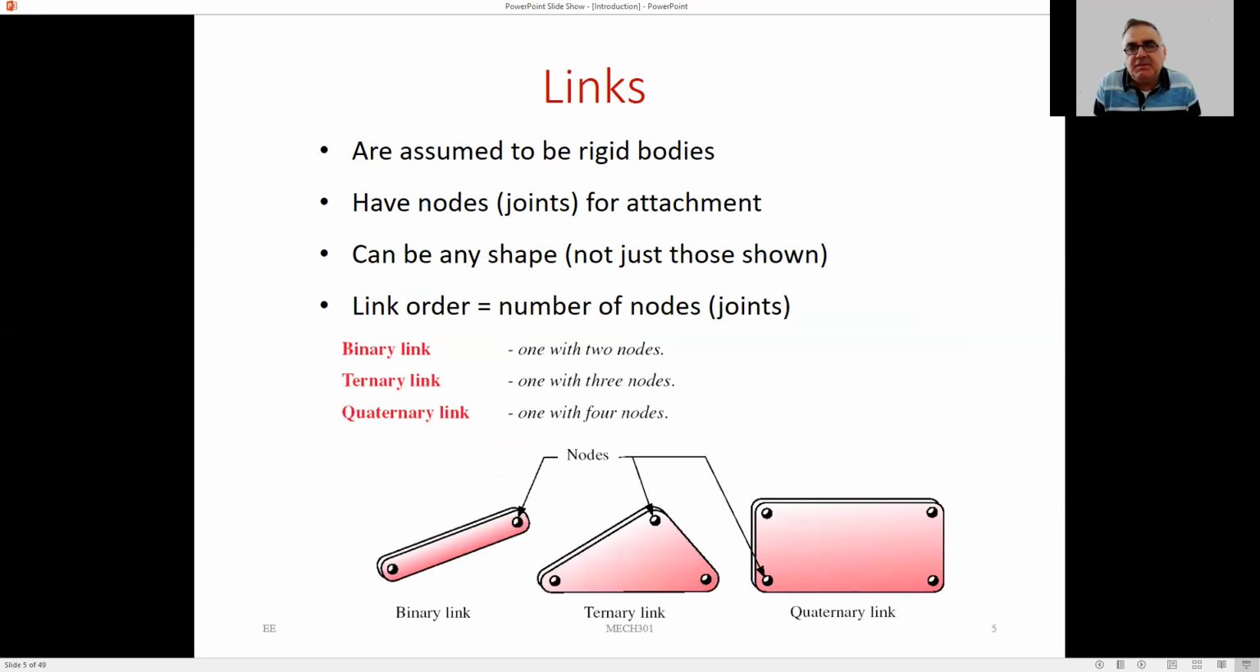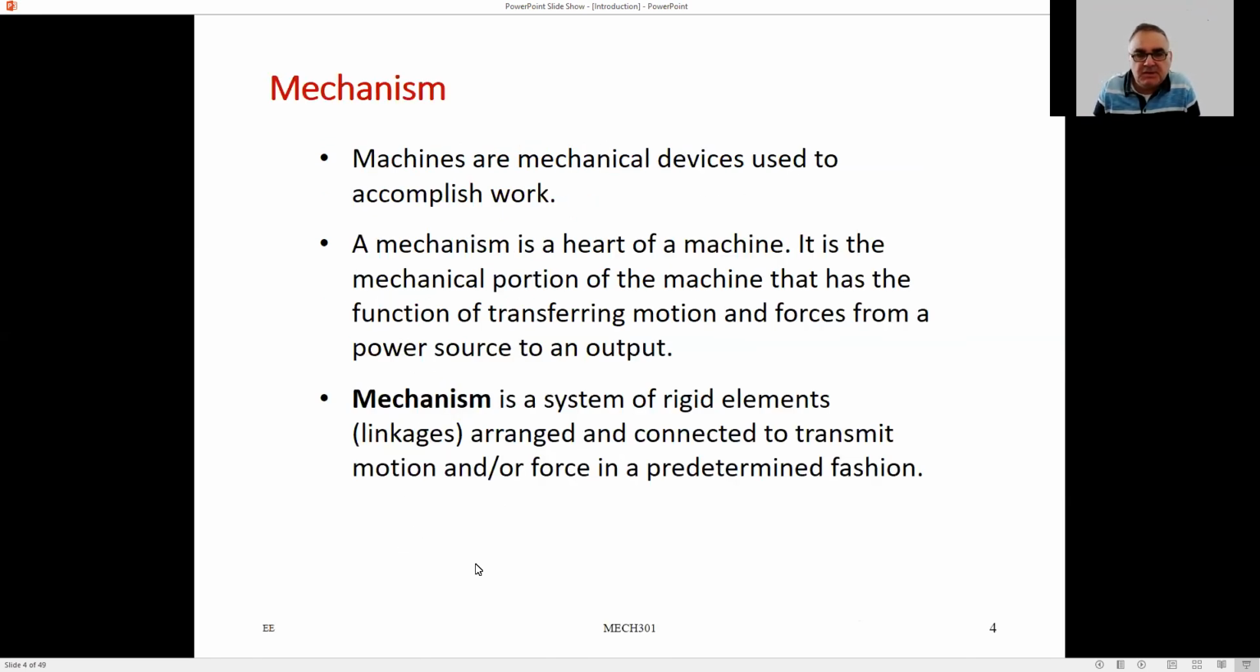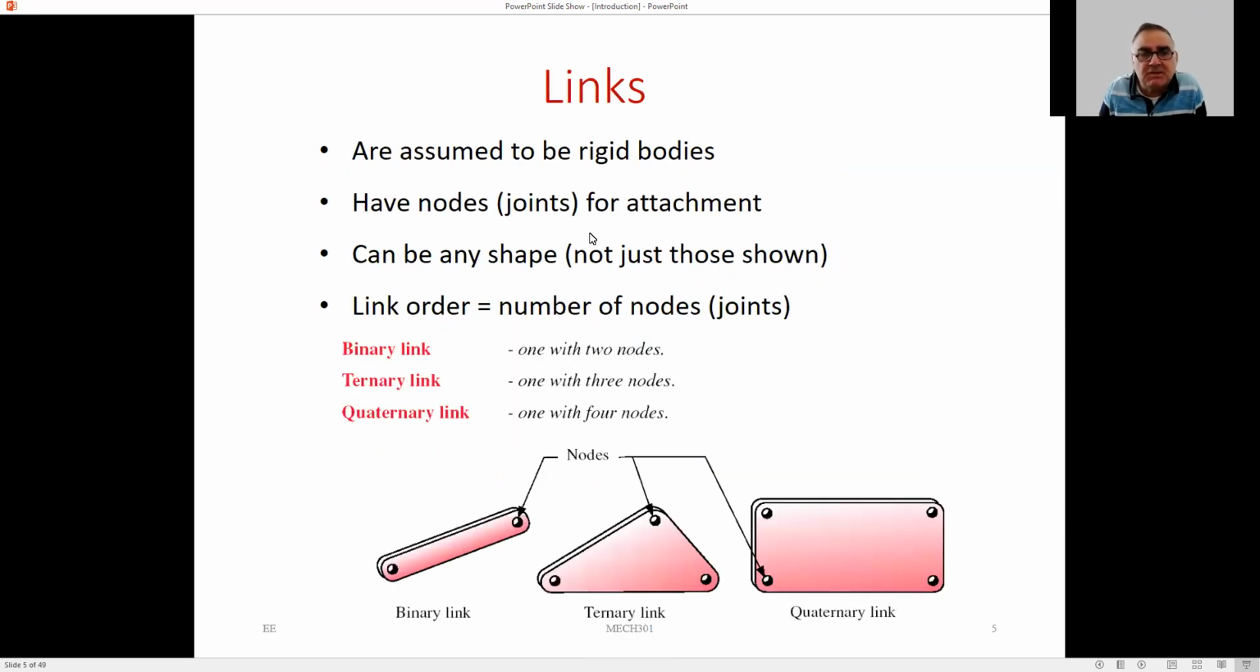As I have said, the mechanism is made up of links, the so-called links, or previously I have called them linkages. The connection of links is called a linkage, I guess. So we assume the links to be rigid bodies. They are basically pieces of rigid bodies that are connected to each other. This is what we are going to assume for the analysis of mechanisms.